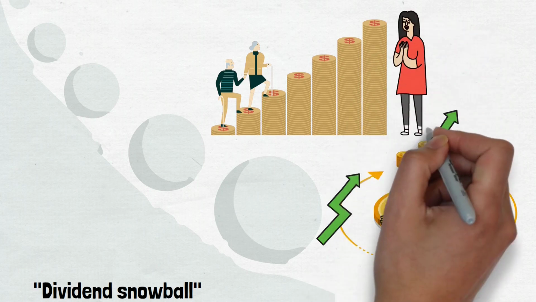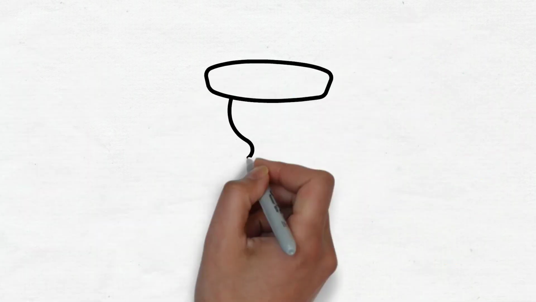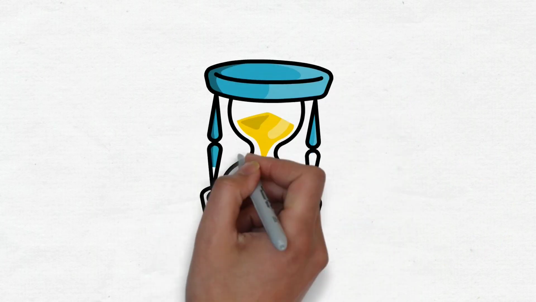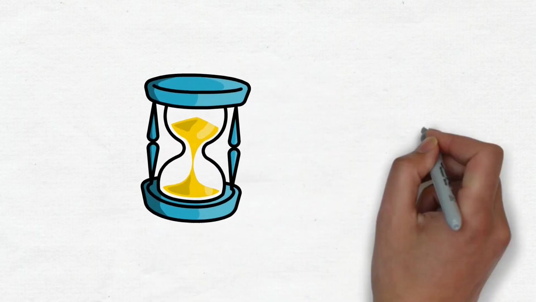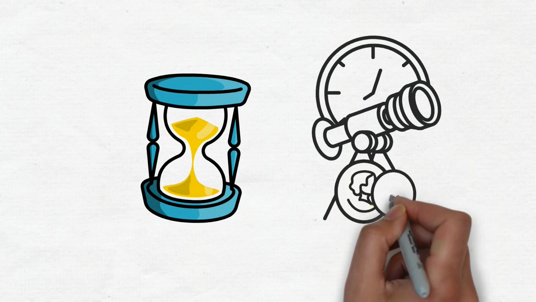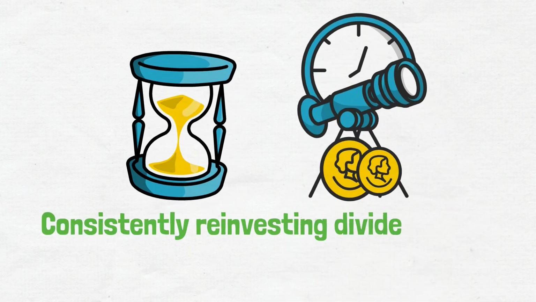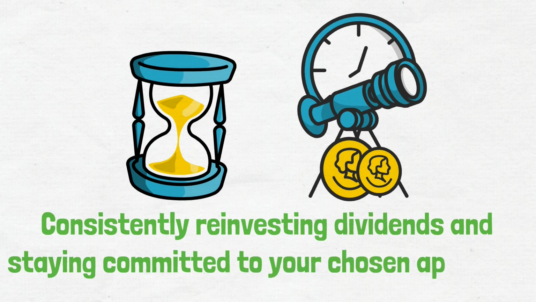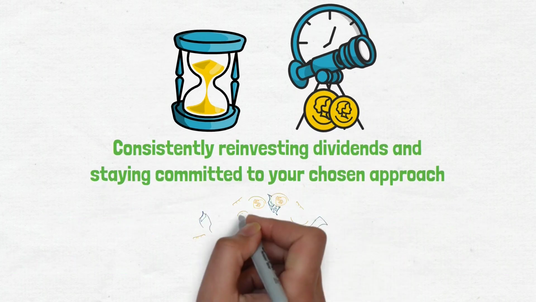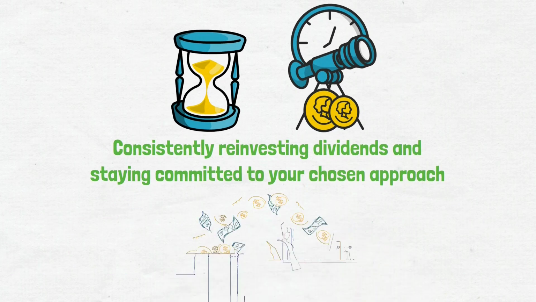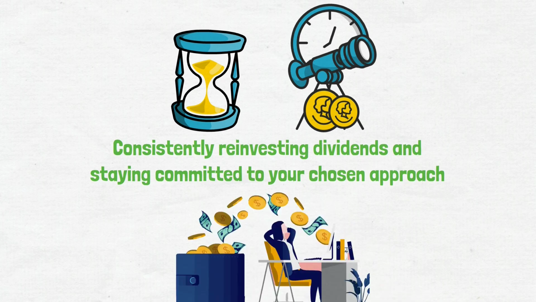well-managed, dividend-focused ETF. In all these strategies, the key is discipline and a long-term perspective. The magic of the dividend snowball lies in its compounding power over time. By consistently reinvesting dividends and staying committed to your chosen approach, you can potentially build a substantial portfolio that generates passive income and helps you achieve your financial goals over the 25-year period.